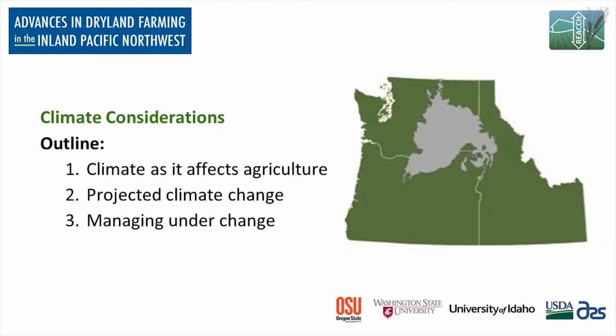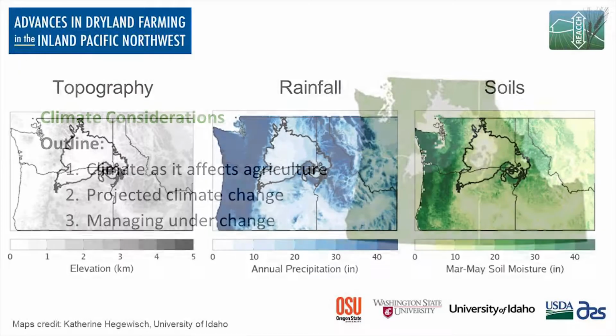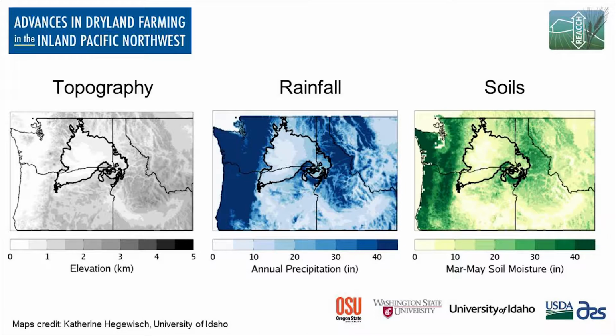The region that we focus on in the REACH project and in the Advances Handbook is located within the Northwest United States, indicated by the gray area that you see here on this map. This zone is sometimes identified as the Columbia Plateau ecoregion. There's considerable variability in terms of topography, rainfall, and soils within the inland Northwest dryland wheat-growing region. Climate has always had a dominant influence on rain-fed agricultural production decisions, influencing crops, management choices, and approaches to conservation.